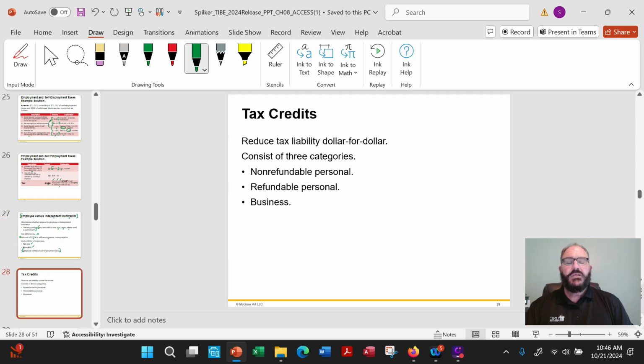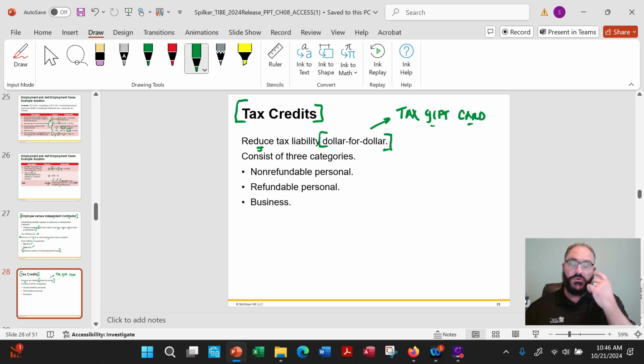Okay. Now, tax credits, we've mentioned these before. The reason why tax credits are so good is because they reduce tax liability dollar for dollar. Basically, it's like a tax gift card. Okay. So they're really good, but of course, the government has their rule about how these go. And they basically use three categories: non-refundable personal, refundable personal, and then business. And by the way, we'll see later on they actually come out in a certain order. Okay. So let's take a look.